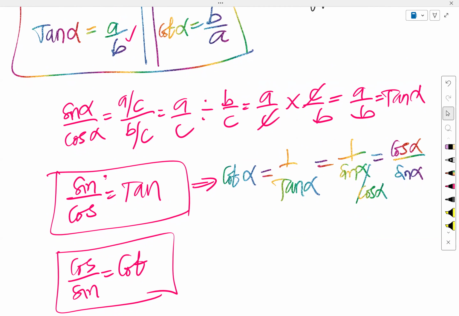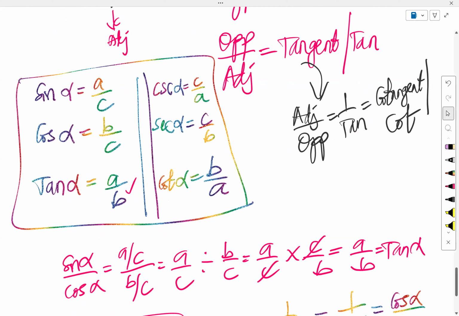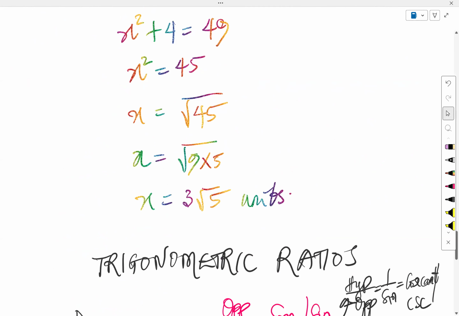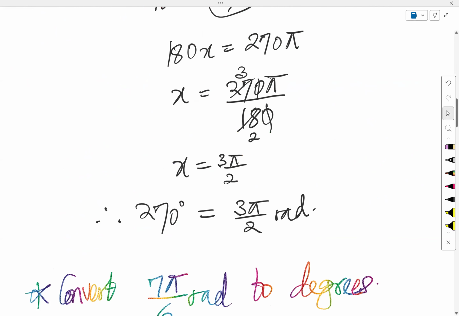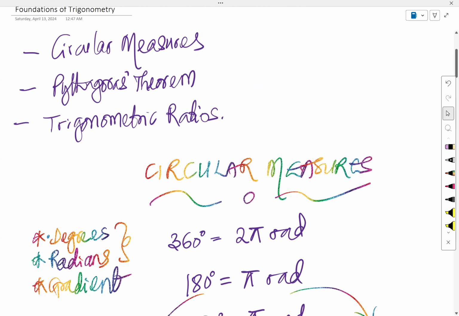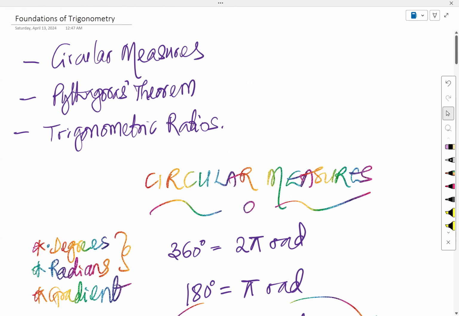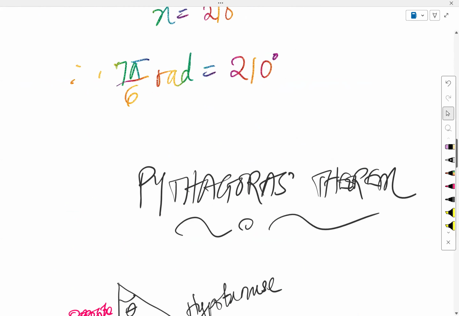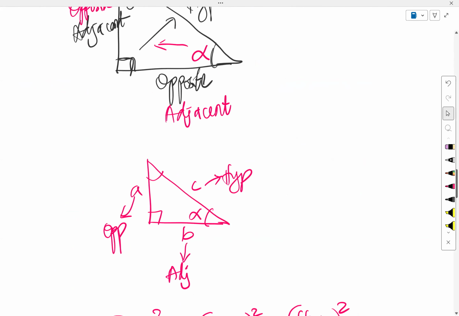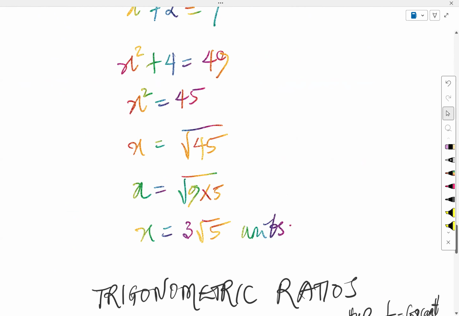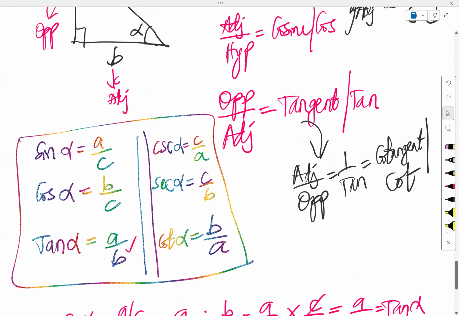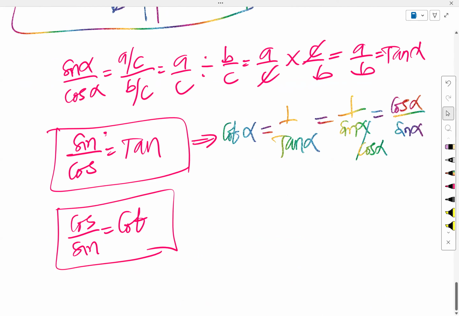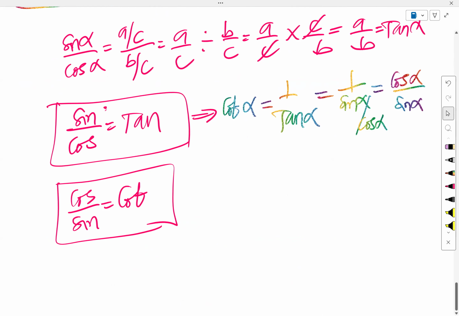So these are very important relationships that will be very useful for us as we move on in our study of trigonometry. On this note, we have laid some foundations for trigonometry. See you in the next video, where I talk about another very important concept before we begin to delve fully into the whole idea of trigonometry.